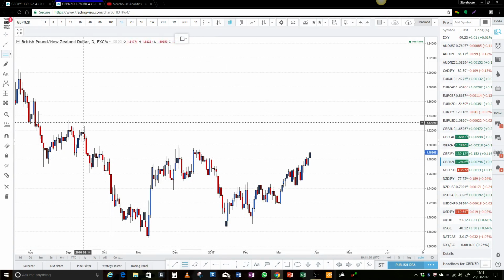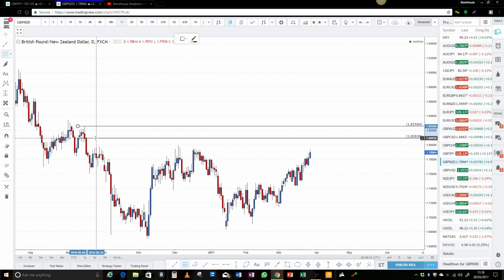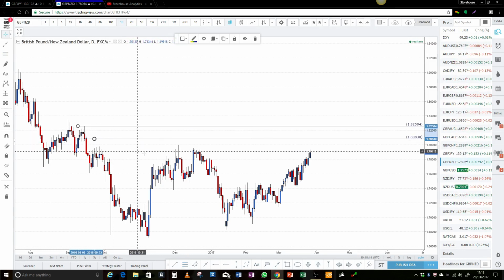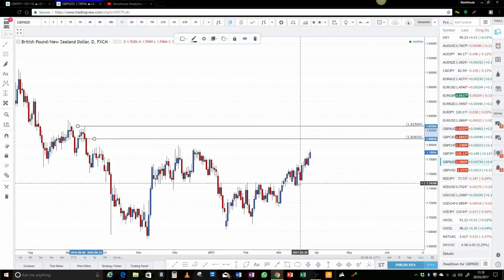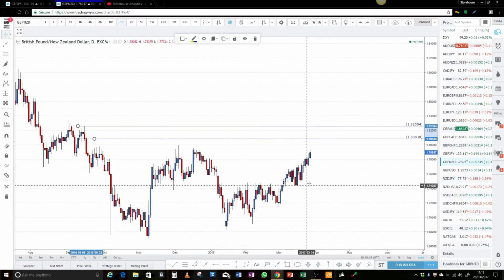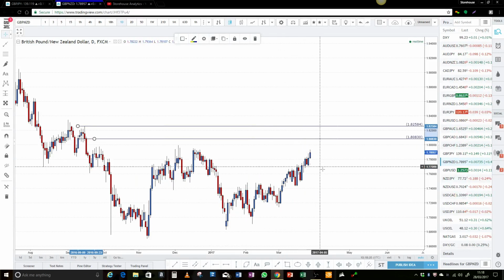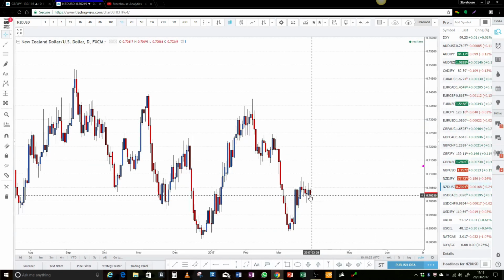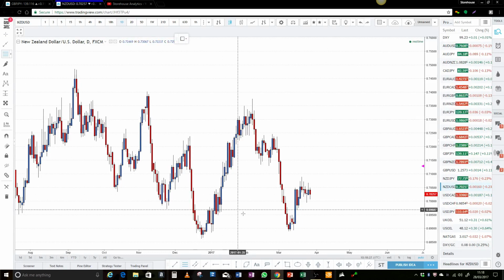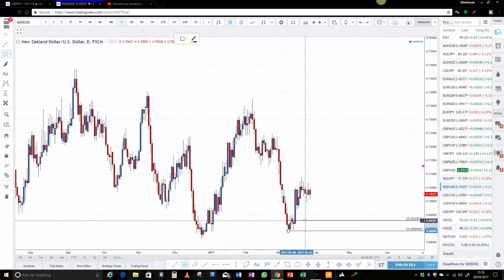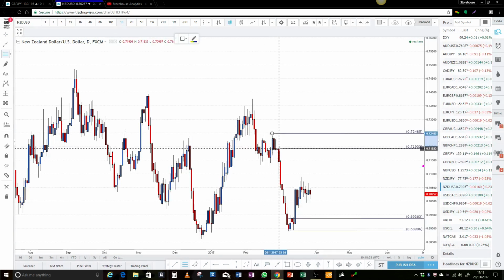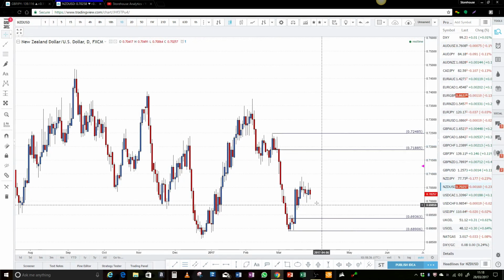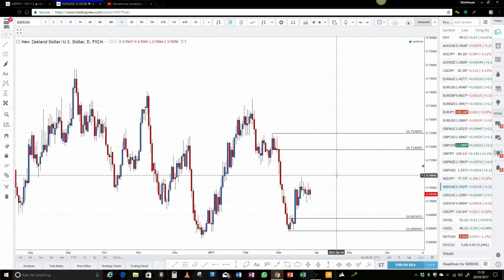For us, we're looking at that supply above as a potential stopping point. We don't have any quality demand below. So it's going to be interesting to see which side wins out. Last one, New Zealand US dollar on the daily chart. That one and that one. Those are the two areas to watch. So right now we're kind of in between both of those areas.